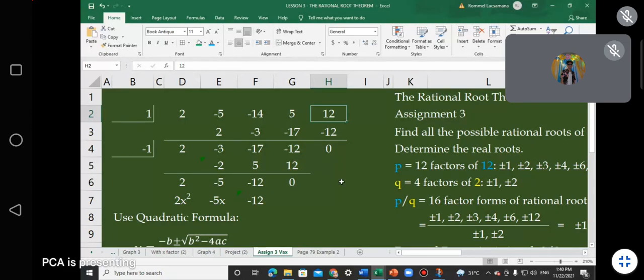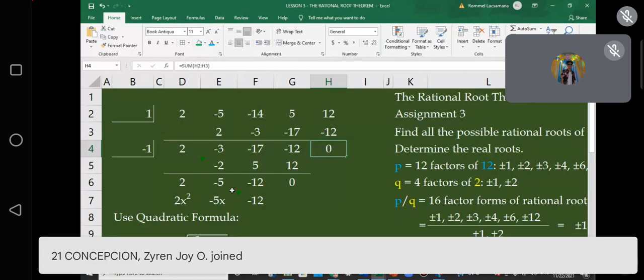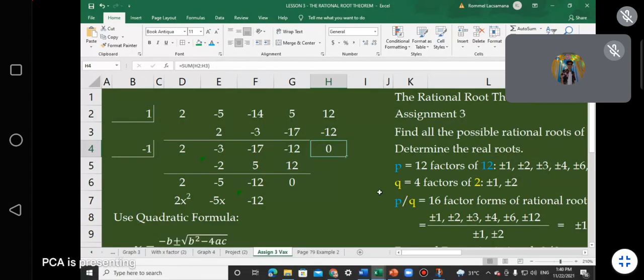If I'm a student, I begin with 1 always, and negative 1, and then I increase. For instance, for this one, I started with 1. It gave me 0. Okay, that's synthetic division, you know how it works. And I do not want to repeat these anymore, so I reduced to 2, negative 3, negative 17, negative 12.